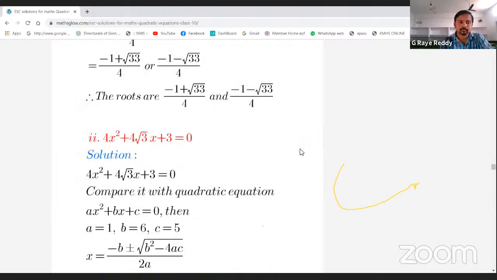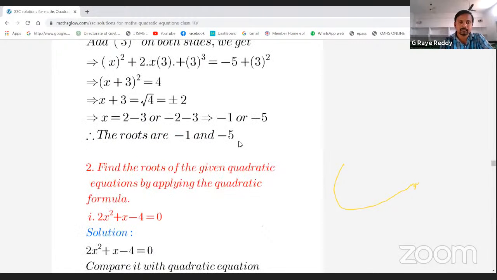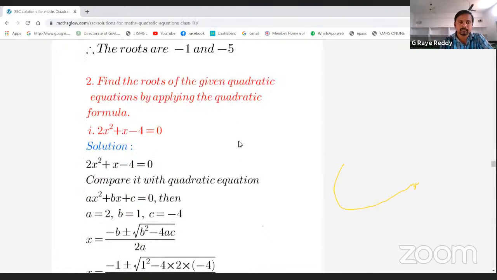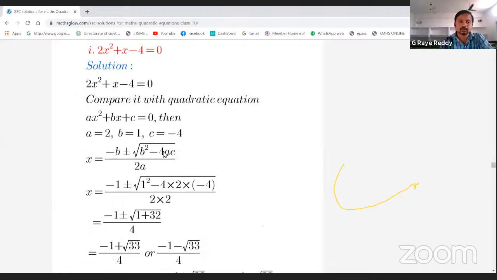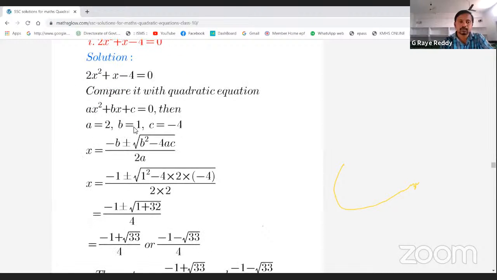Yes, we have the second problem here. See students, second problem: find the roots of the given quadratic equation by applying the quadratic formula. 2x square plus x minus 4 equal to 0. First of all, we compare the given quadratic equation with ax square plus bx plus c equal to 0. So we get a is equal to 2, b is equal to 1, c is equal to minus 4.